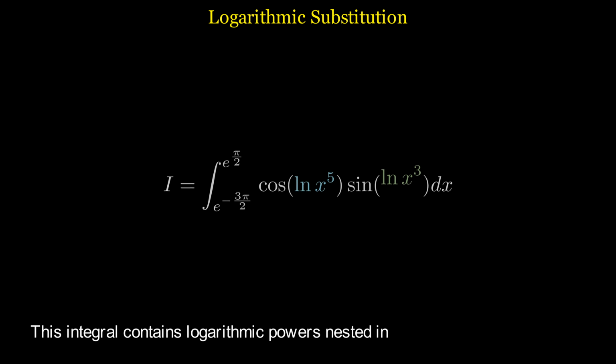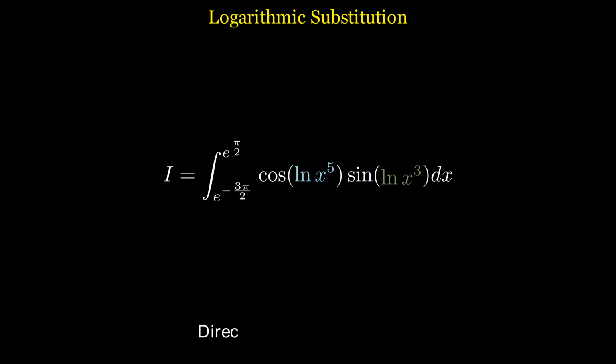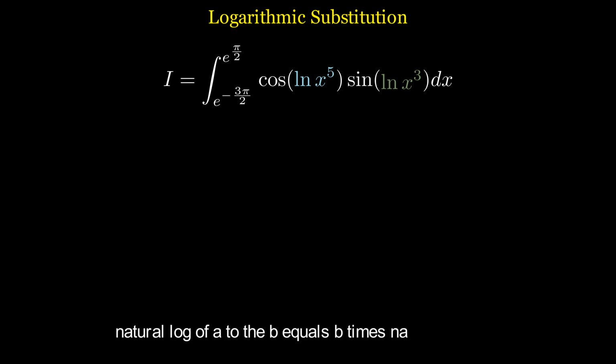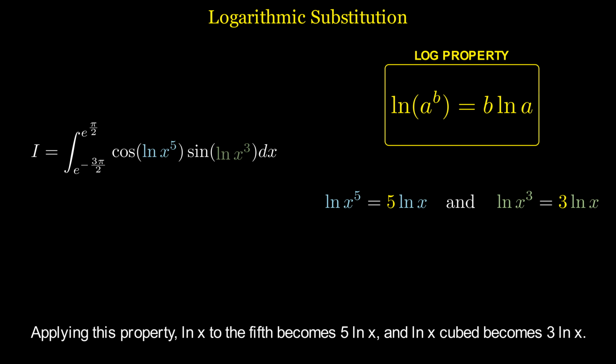This integral contains logarithmic powers nested inside trigonometric functions. Direct integration is inefficient. We simplify the structure first by applying the logarithmic property. Natural log of a to the b equals b times natural log of a. Applying this property, ln x to the fifth becomes 5 ln x, and ln x cubed becomes 3 ln x.